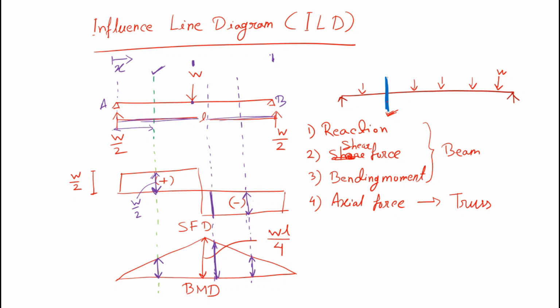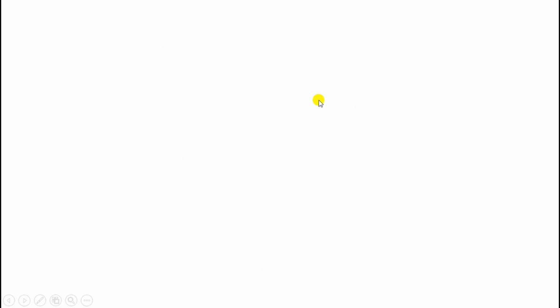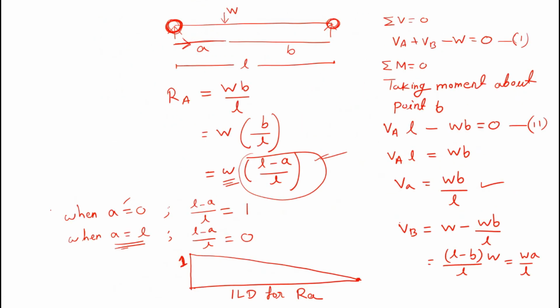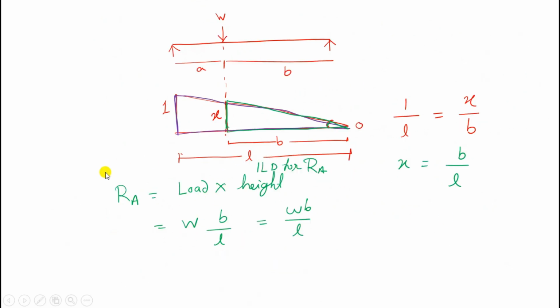So we have already discussed the influence line diagram for reaction RA and RB. So today we shall start with the influence line diagram of shear force. Those we have already discussed, the influence line diagram for RA and RB. So now, ILD for shear force.